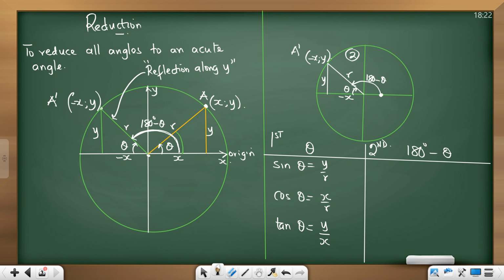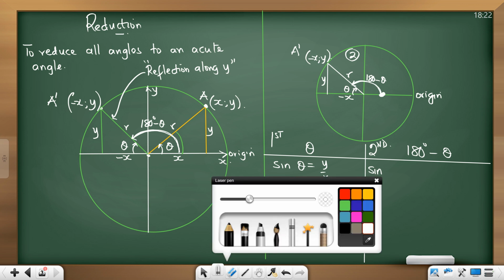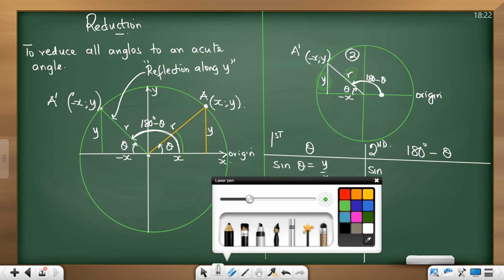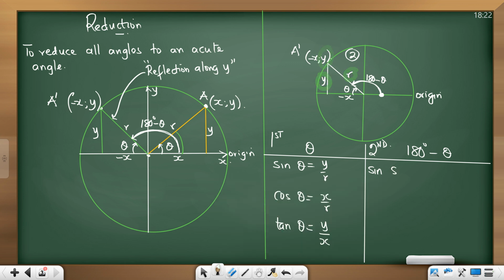So we are always reading from here. This is the origin. So for sine, I am reading from here, and that's my 180 minus theta, right? We said sine theta is y over r, y opposite over what? Y over r. So sine 180 minus theta is y over r.